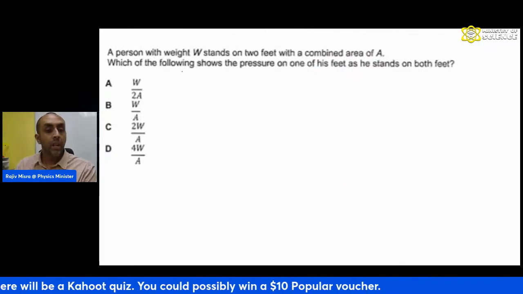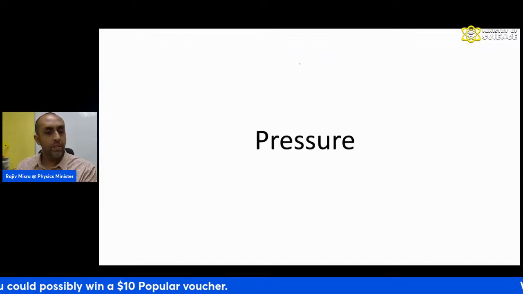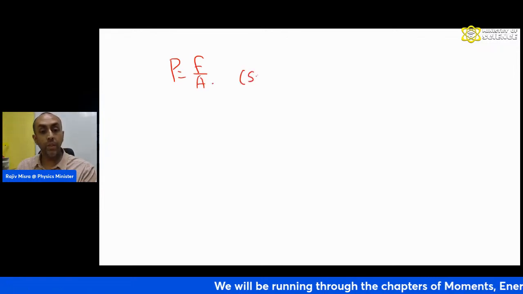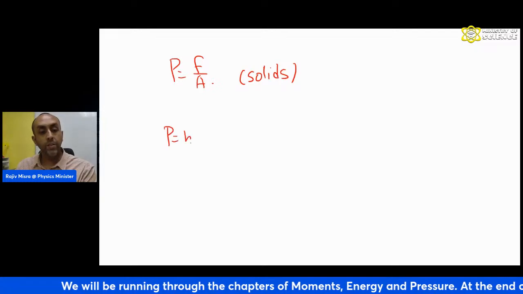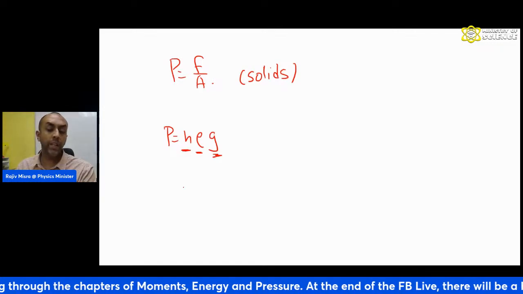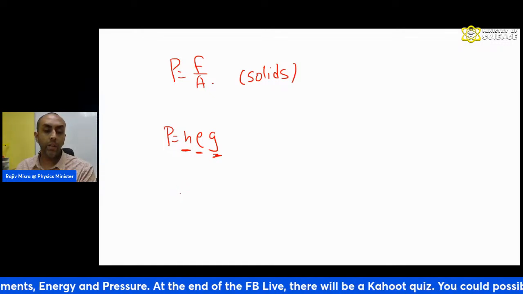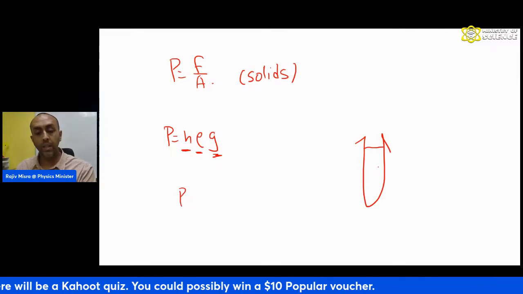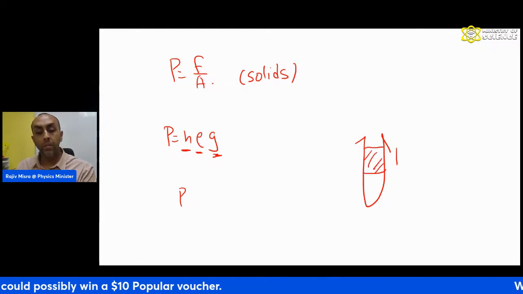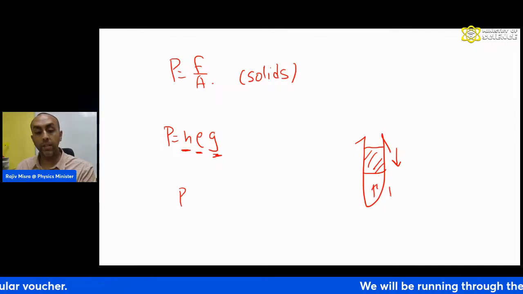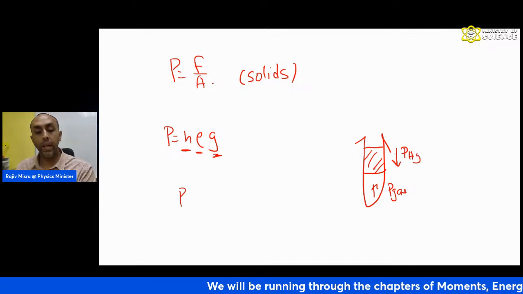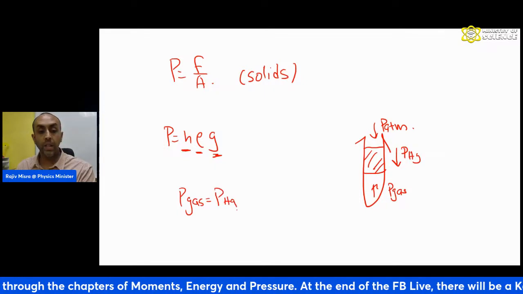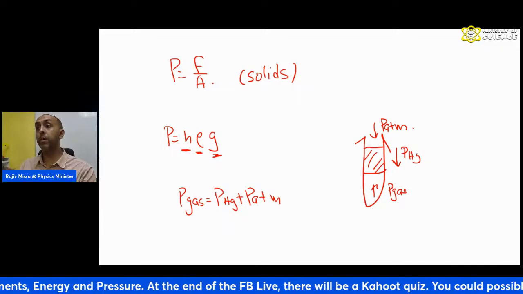Next, a person with the weight W stands on this. This is actually pressure. So this is the next part, pressure. Pressure actually has three formulas: F over A, which is used for solids, and pressure equals h rho g, height, density, gravitational field strength, and your other equation. For example, if you have a mercury column, the weight will be downwards. This is the pressure of gas, pressure of mercury, and this is the pressure of atmosphere. So in this case, pressure of gas equals pressure of mercury plus pressure of atmosphere. You're just setting up the framework. That's all you're actually doing.